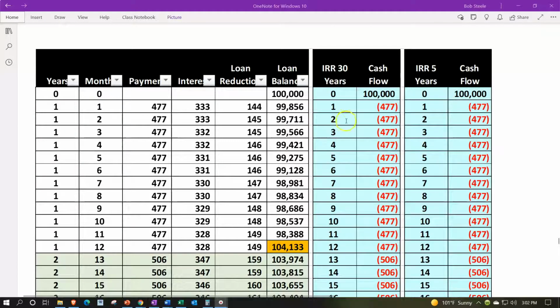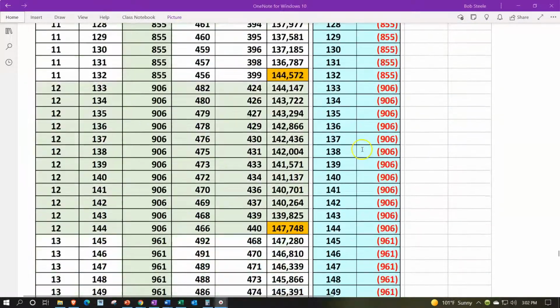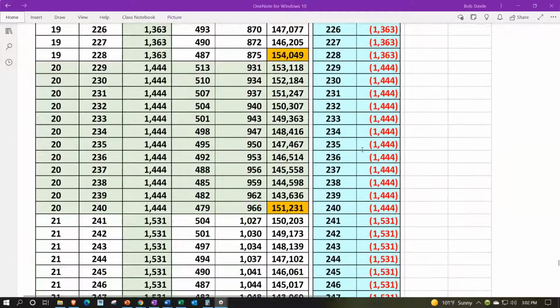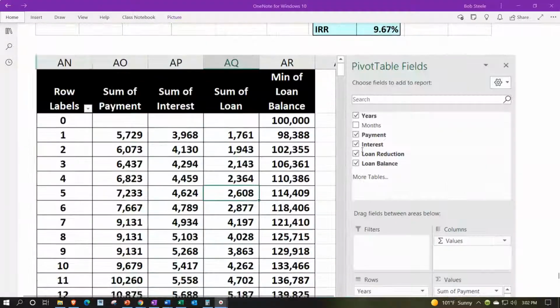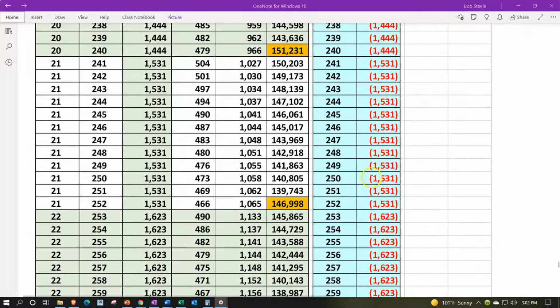So if we did our 30 years IRR calculation, we'd have the inflow of the 100,000, then the outflows, which are adjusting on a year by year basis after having adjusted the ending balance due to the 6% inflation that we assumed, and we get to the rate at which this would be zero, which would be the 9.67. So after this whole thing is over, 9.67.